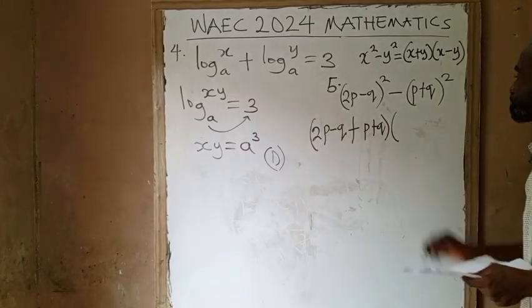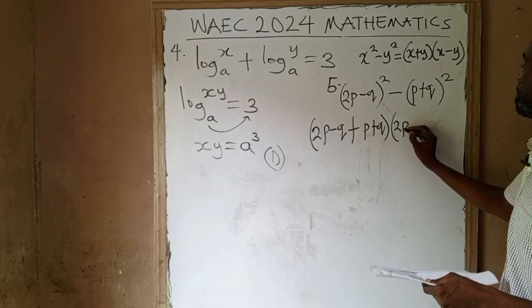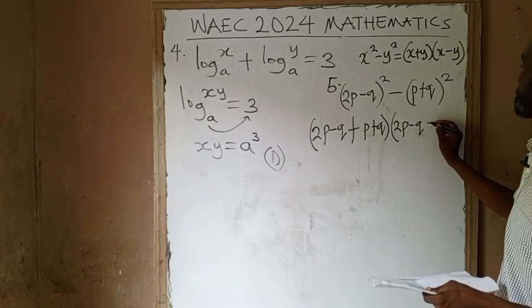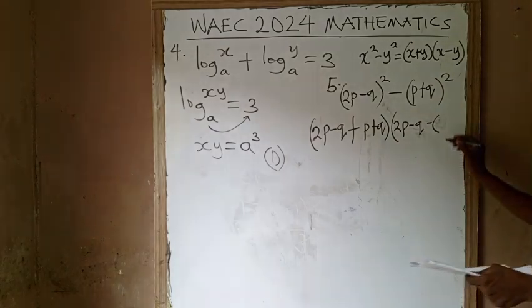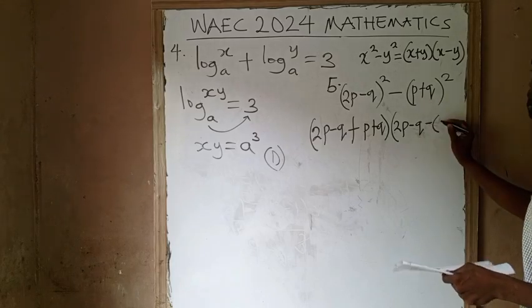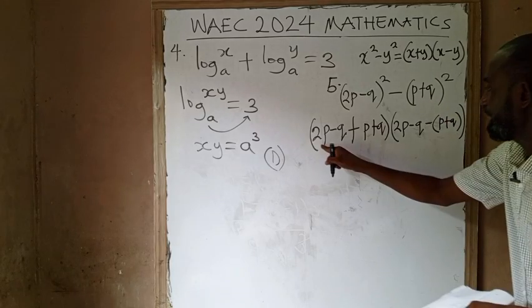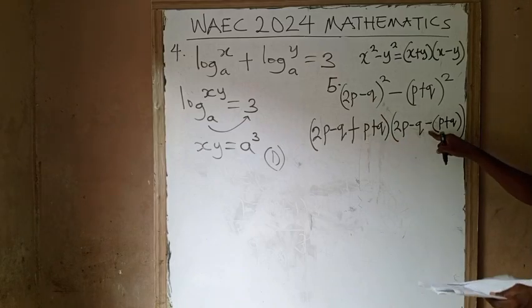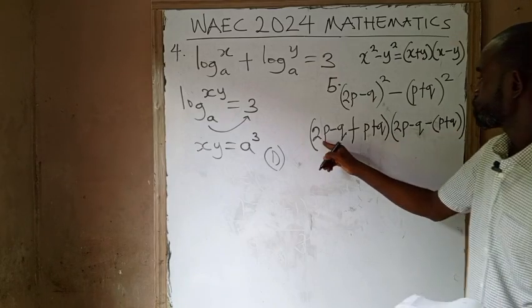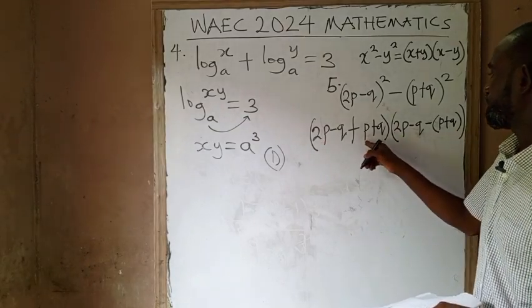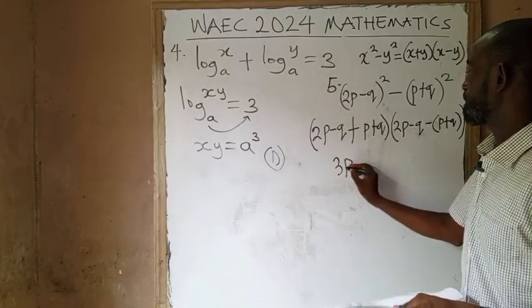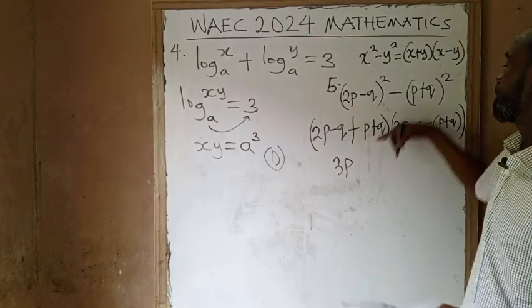Open another bracket. We now have 2p minus q minus, be careful here, because this minus will affect everything here. So we have p plus q, then close the bracket. This is our x plus y, x minus y. So we have 2p plus p, that will give us 3p. Minus q plus q will be cancelled out.